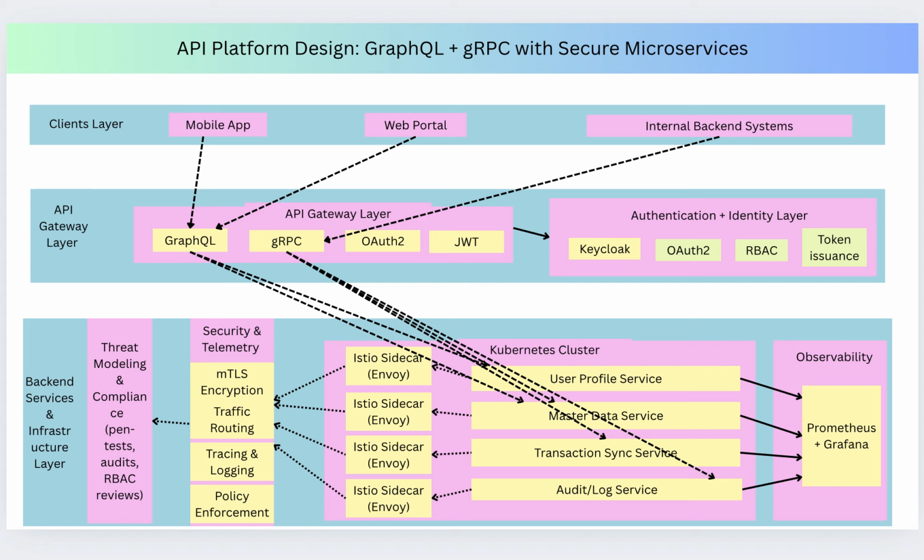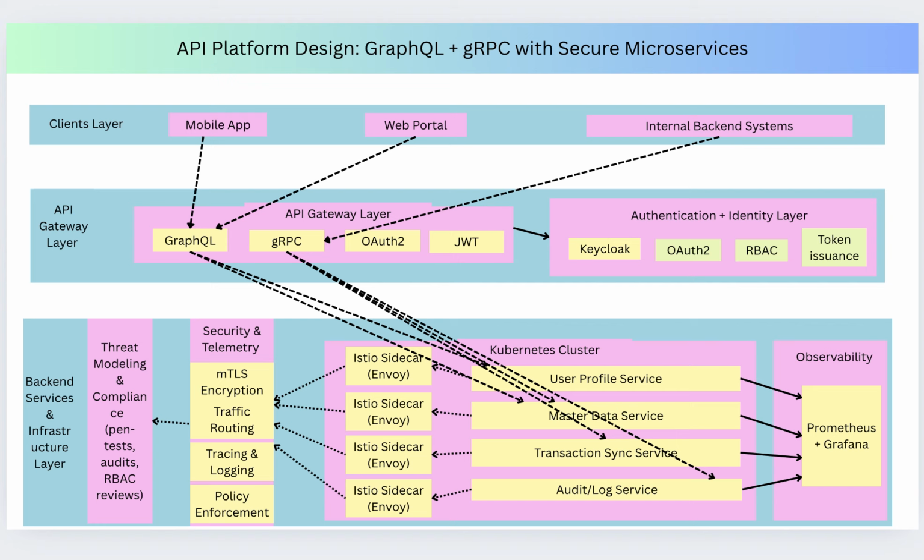The infrastructure layer contains Kubernetes, Istio, and observability. Each microservice is deployed as a pod inside a Kubernetes cluster, and every pod is paired with an Istio sidecar proxy, Envoy. These sidecars act as transparent intermediaries for all network traffic in and out of the microservice. Here's what they handle.